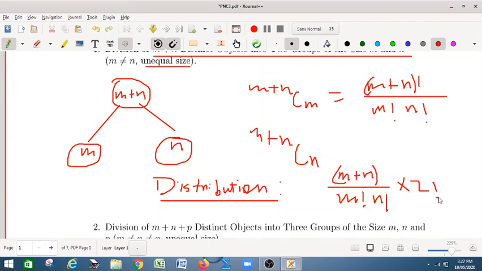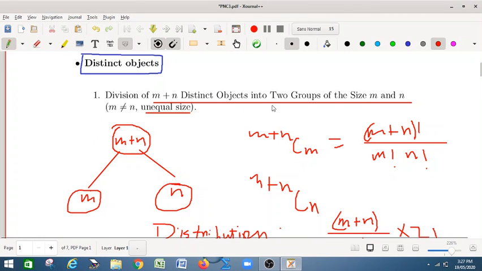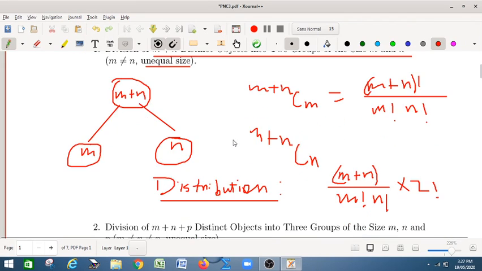Suppose the m group is given to one person and the n group is given to another, and they can interchange their groups. So this is how the distribution and division of m plus n distinct objects of unequal size into two groups works.